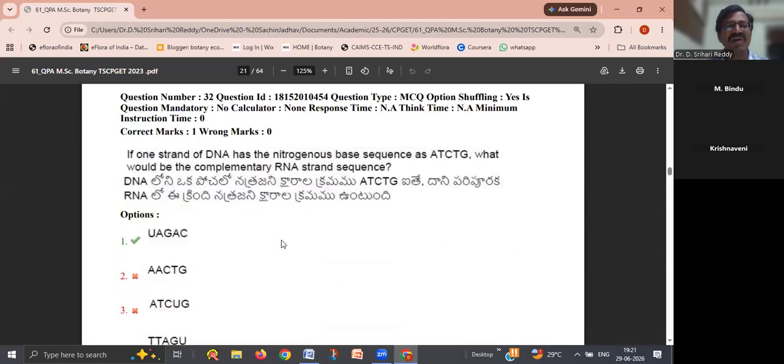Next, one strand of DNA has the nitrogenous base sequence ATCTG. What would be the complementary RNA strand sequence? So if the DNA strand acts as the template for the synthesis of RNA, for example, for mRNA synthesis, then based on this DNA sequence, what would be the mRNA sequence? That is the question here.